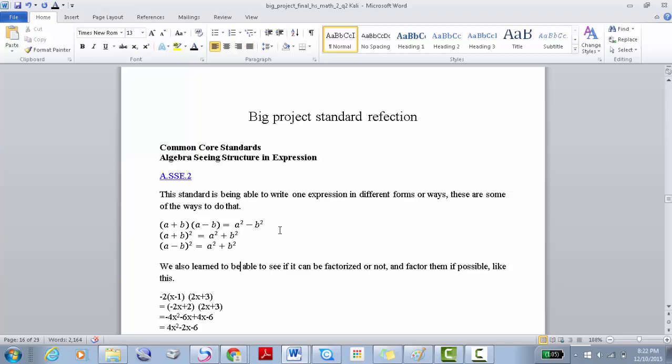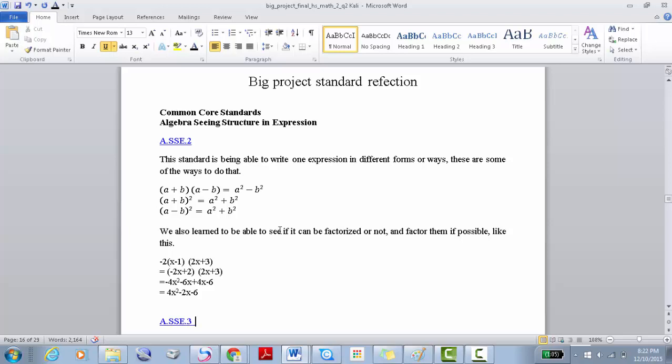So we also learn how to factorize them and to see if it's even possible to factorize them. So this is one of the examples that I did. Negative 2 (x minus 1) (2x plus 3) equals (negative 2x plus 2) (2x plus 3). Negative 4, the answer to that translates into negative 4x squared minus 6x plus 4x minus 6.